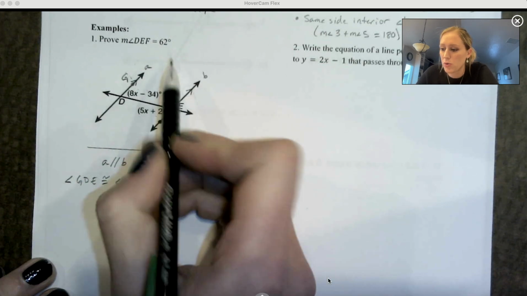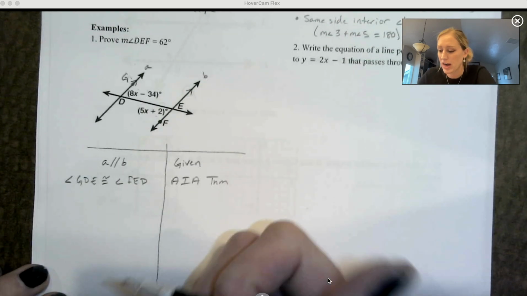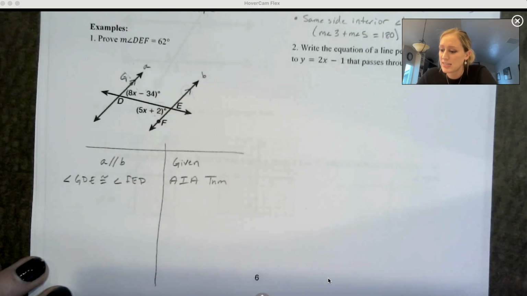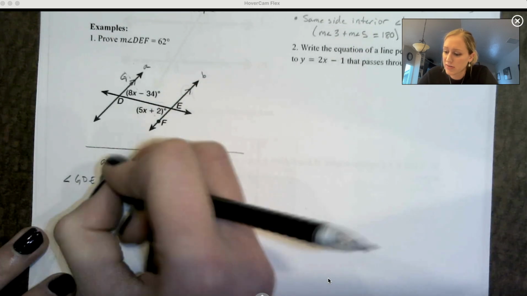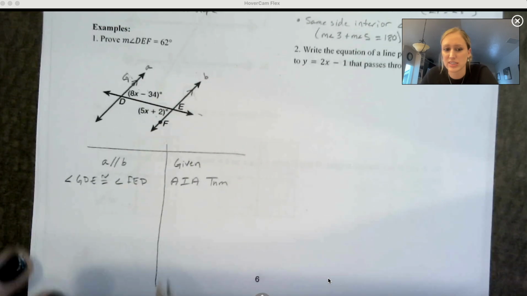Okay, now we want to show that DEF is 62 degrees, so we need to get to the point where we're using the equation and solving for x. So I'm going to go ahead and substitute here. Instead of congruent, we'll add in all the steps so you can see it.